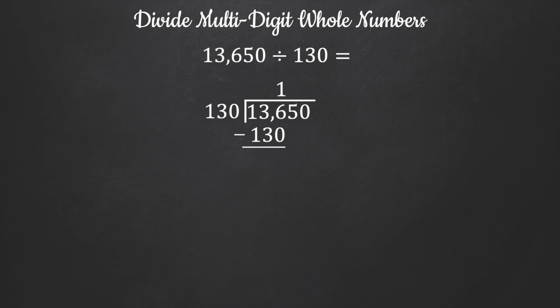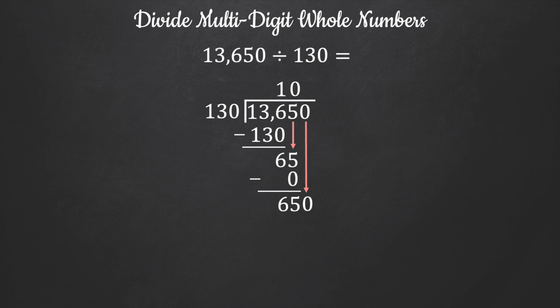136 minus 130 is equal to 6. Next, we're going to bring down our next digit, which is 5, and we ask ourselves, how many times does 130 go into 65? Well, it does not, so we're going to add a 0 here, and that's because 130 times 0 is equal to 0, and that's as close as we could get to 65 without going over. 65 minus 0 is equal to 65.